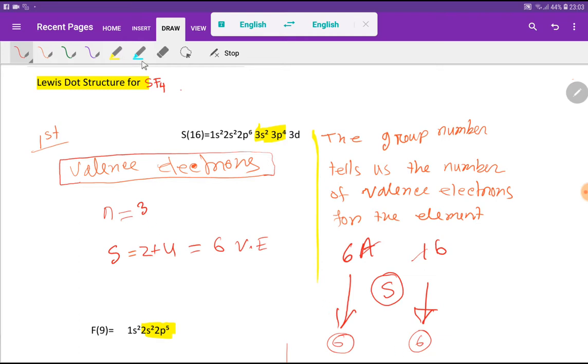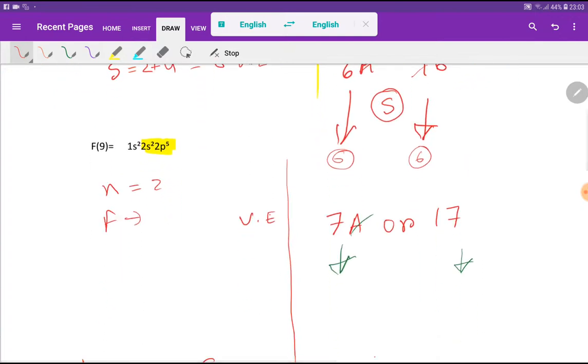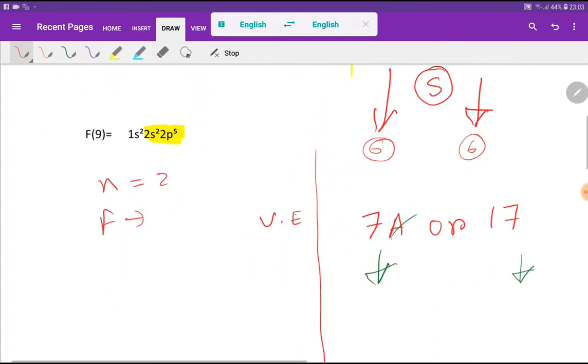Now we have to find out the valence electron of fluorine, right? Look at here. The atomic number of fluorine is 9. So if you do the electronic configuration, you will get this: 1s2, 2s2, 2p5, right? So here the outermost shell is n equal to 2. So the valence shell is second shell, and in valence shell we have 2 plus 5, that is we have 7 valence electron for fluorine.